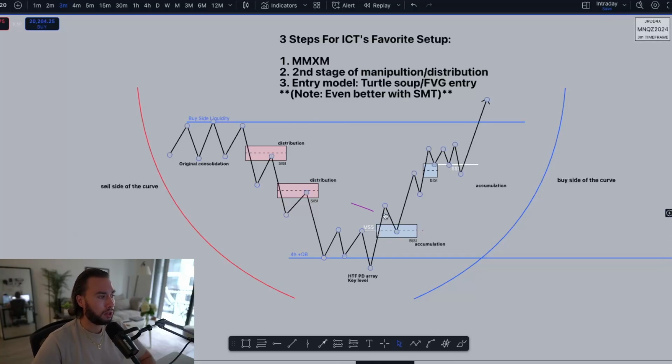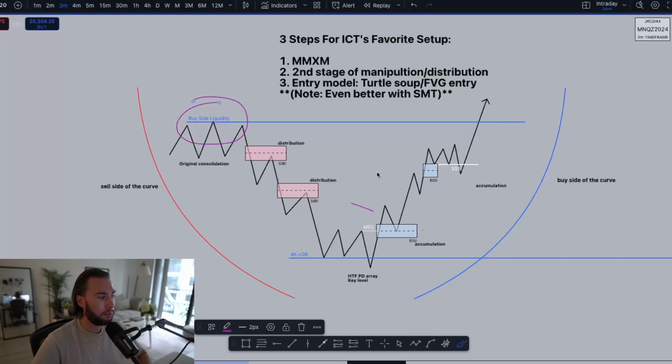Once we see that market structure shift, we're waiting for price to come back into that inefficiency. When price comes into the inefficiency and then respects it to go higher, notice what it's doing. It's taking out the buy side liquidity here, right? So that's this push up. We've now taken that liquidity. So what we can do is basically anticipate a move higher into the overall buy side liquidity here, which is the original consolidation.